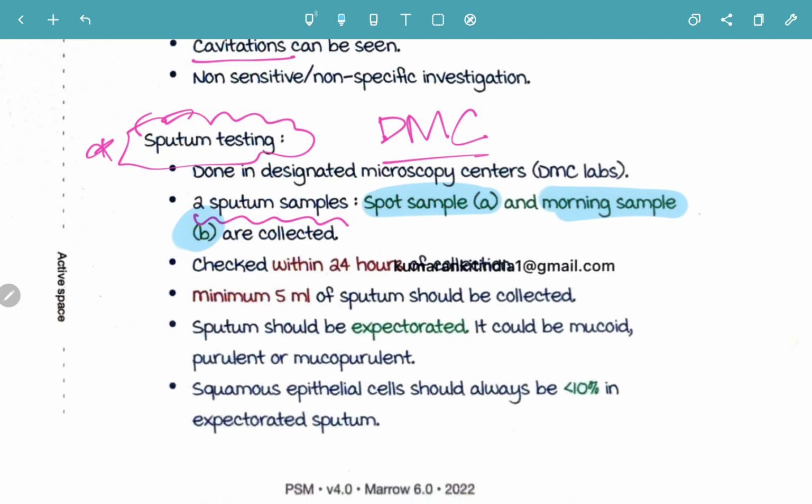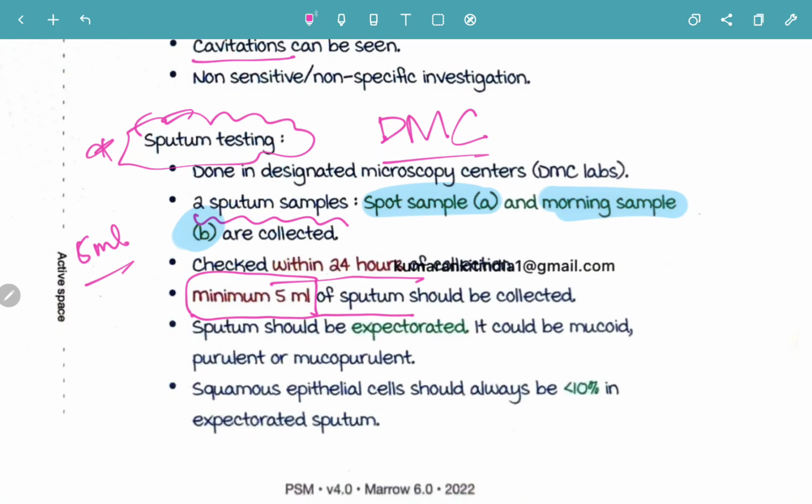Then all these are going to be checked within 24 hours, and a minimal 5 ml of sputum should be collected. This is also a previous MCQ. What is the minimum ml of sputum to be collected for a TB case? 5 ml. A minimal of 5 ml should be collected in a TB case for sputum.